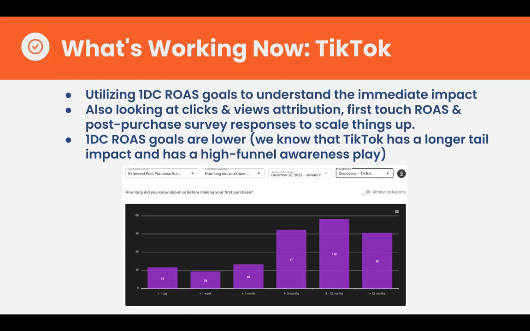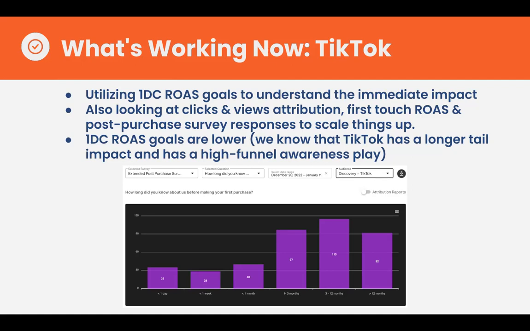So utilize one-day click ROAS goals to understand the immediate impact. Keep in mind that attribution on TikTok is really hard, because people are likely not to exit their entertainment scroll to go shop. They might click on it, they might be interested, but they're likely not going to stop, shop, check out, get their credit card and purchase. So you really have to have them remember your product, say your brand name in the ad, and try to be memorable and entertaining enough that they want to come back later.